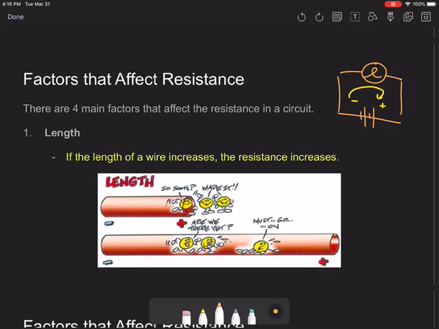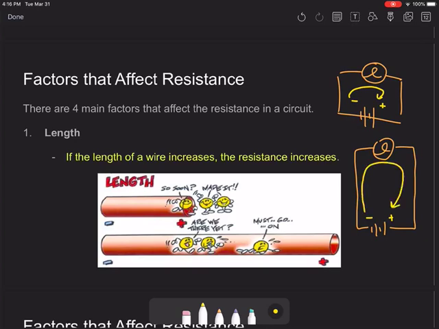Now, if I have this exact same circuit, but instead of just having a short distance from here to here, I increase the length of the wire. So I have essentially the exact same thing, but now my wire is longer. Well, that means my electrons have to travel further, right? It's a longer loop. As the length of the wire increases, the resistance increases, right? It's harder to get through a longer path. If the path is shorter, it's going to be less work, therefore less resistance.